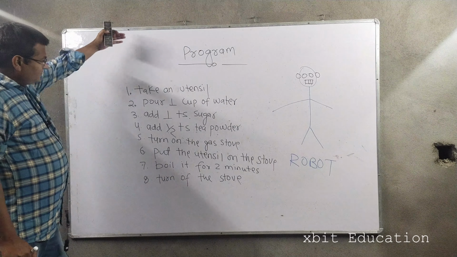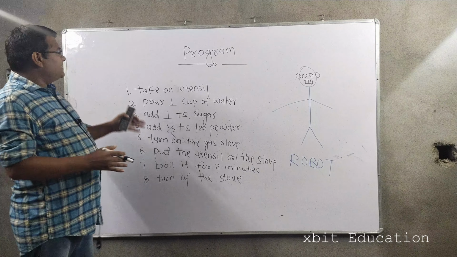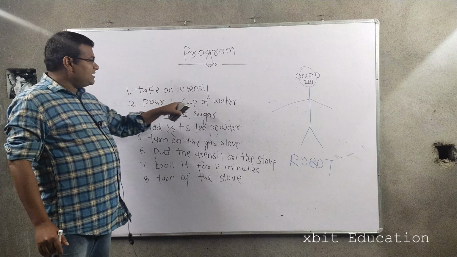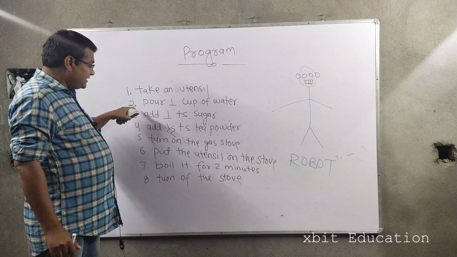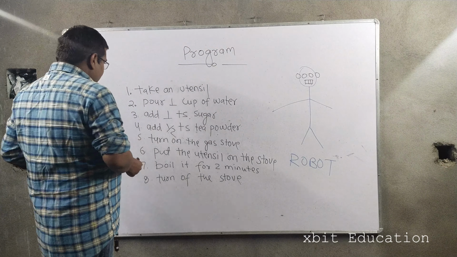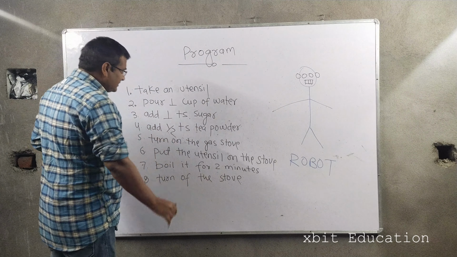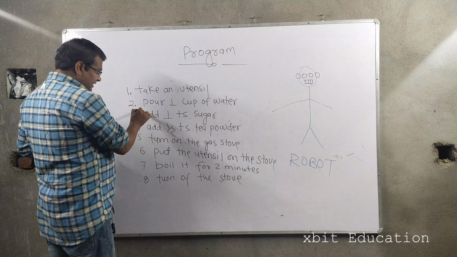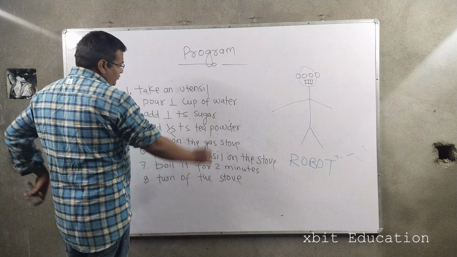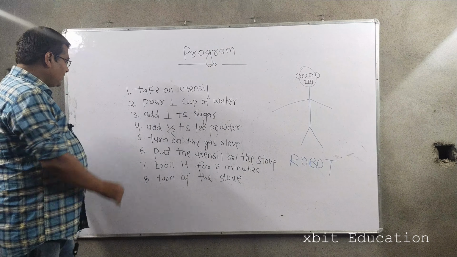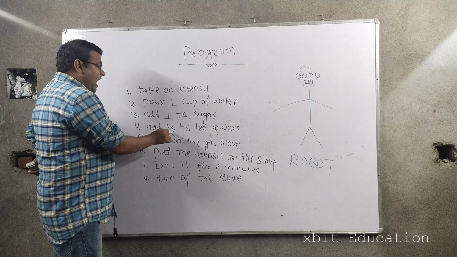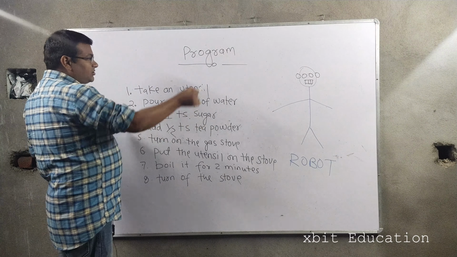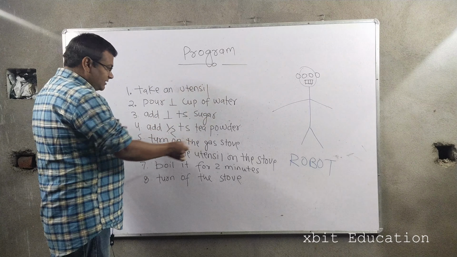The first command will be: take an utensil to make tea. The second command will be: pour 1 cup of water in the utensil. The third command will be: add 1 teaspoon sugar in it. Then the fourth command will be: add half a teaspoon of tea powder in it. We will say these commands to the robot so it can perform them.